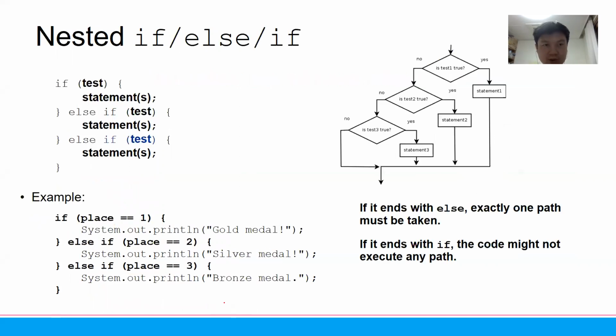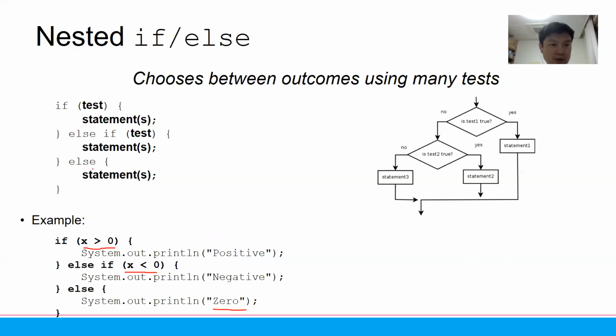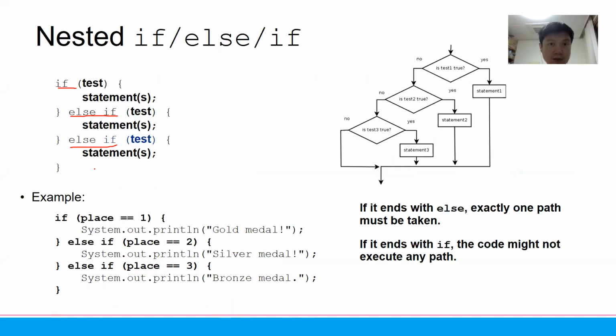The other thing that you need to know is we can have if, else if, else if. The previous one we ended with the else, but the other kind of problem may finish with if. Let's see. If your place equals 1, then you win the gold medal. If your place is 2, then you win the silver medal. If your place equals 3, then you win the bronze medal. But what if you don't have any place? Of course you will not get any medal.